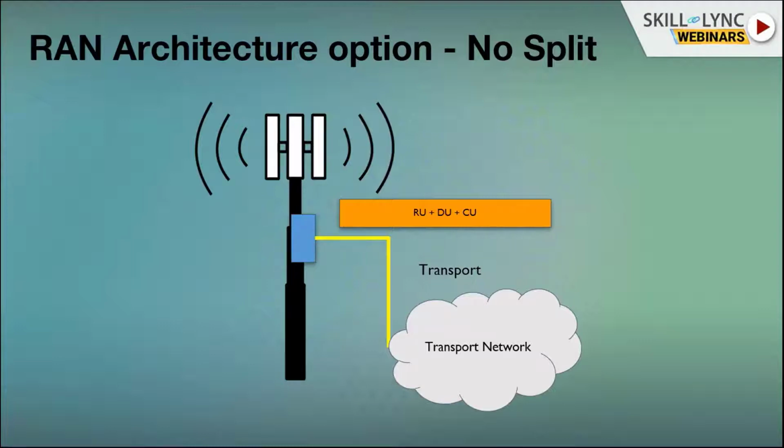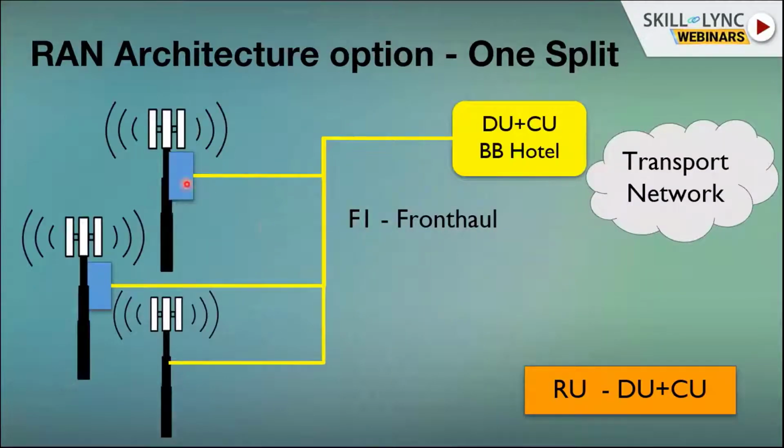Then let's see the other option, when we do the one split. One split means that you have the radio unit near the antenna, and then it is connected to the digital unit and the control unit. Suppose we talk about a stadium, where a cricket match is going on. There are a lot of antennas that we need to deploy to cover the huge crowd. For that, we will deploy the radio unit as close to the antenna as possible.